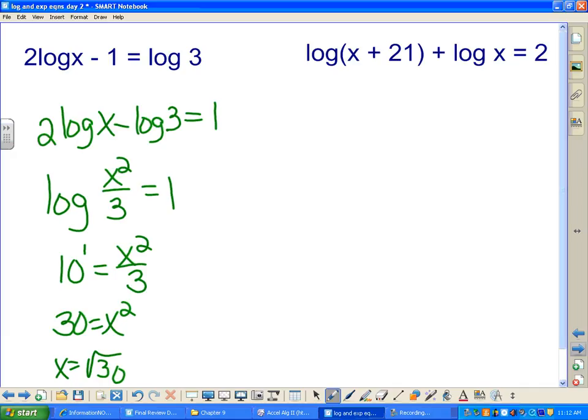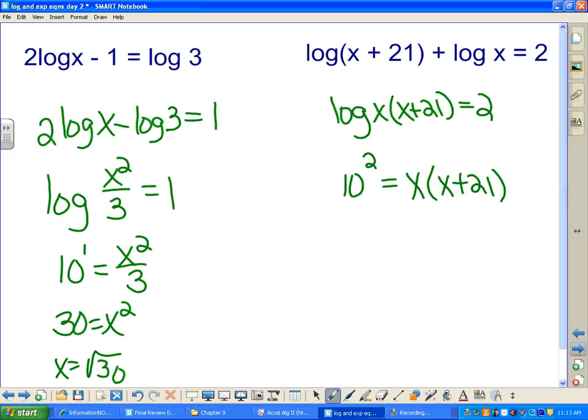Okay, what about this last example? The log of x plus 21 plus the log of x is equal to 2. Okay, are all your logs on the same side? Yep, so what are you ready to do with them? Condense them. And how do you condense them since it's 2 logs being added? You turn it into 1 log where you're multiplying, right? So we have the log of x times x plus 21 is equal to 2. Now it's ready to go into exponential form, so the base is 10. The exponent is 2.